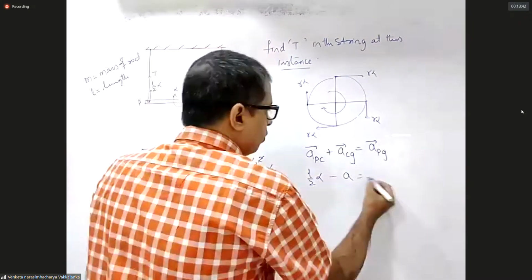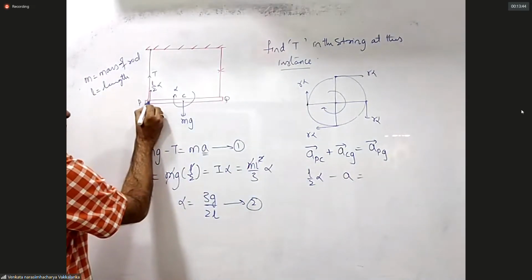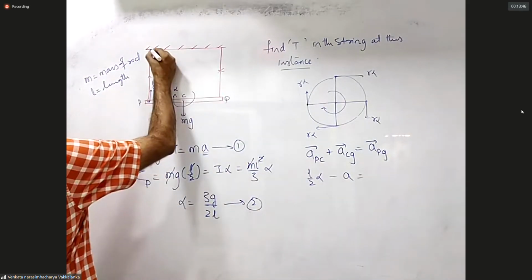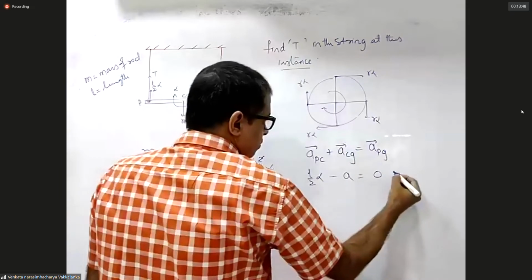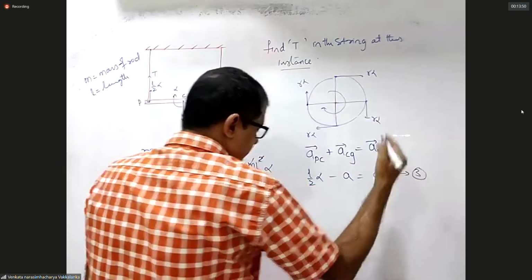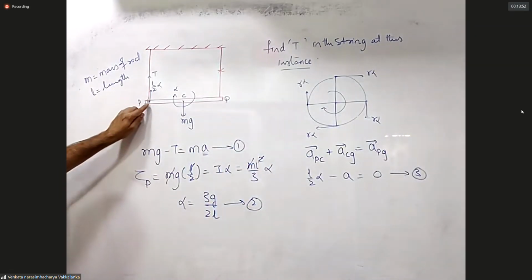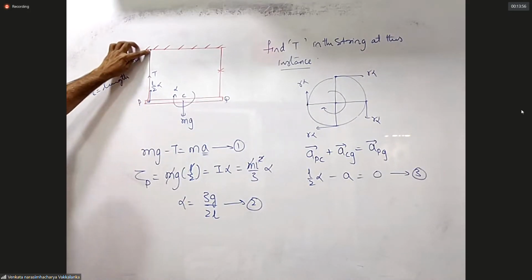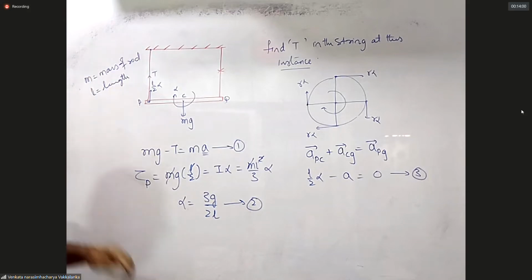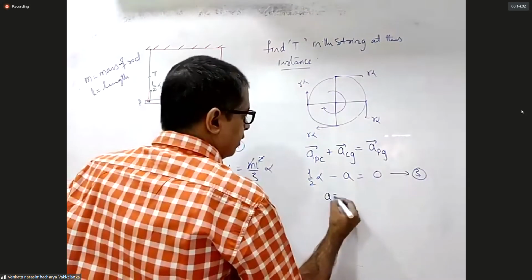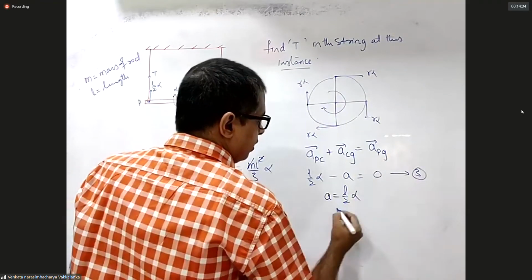This will be equal to acceleration of this point with respect to ground. It should be equal to this. Acceleration of the point P with respect to ground will be the same as the acceleration of this point with respect to ground. Right? A is equal to L by 2 alpha.